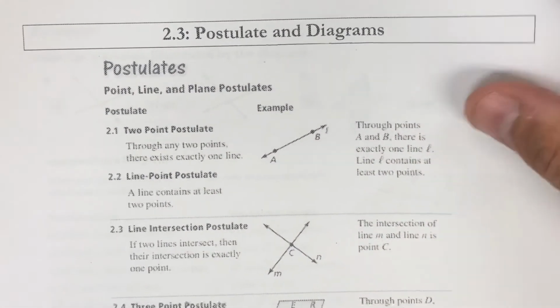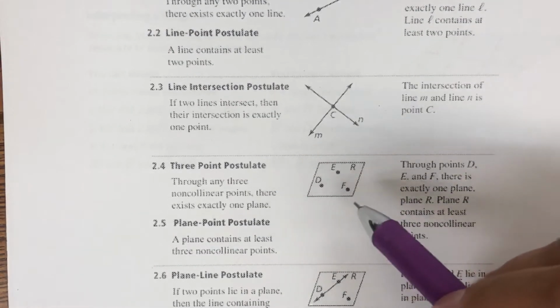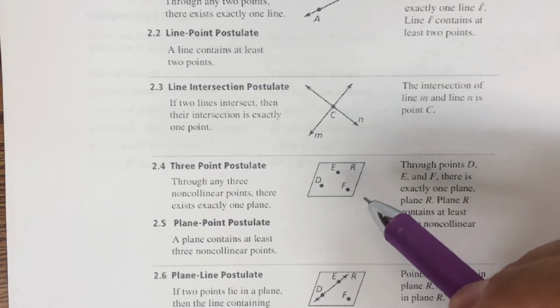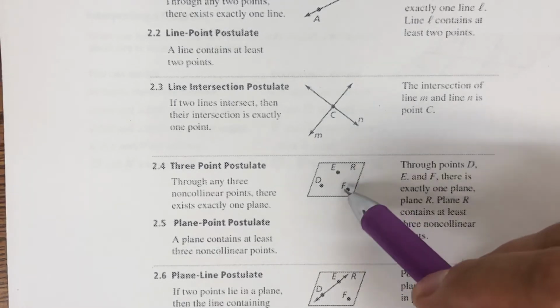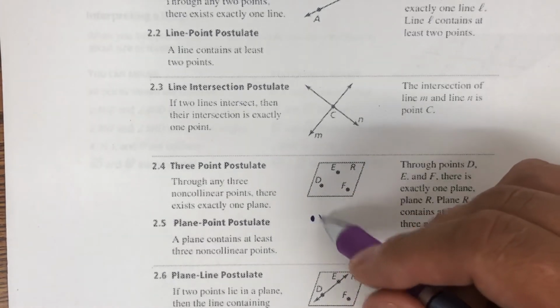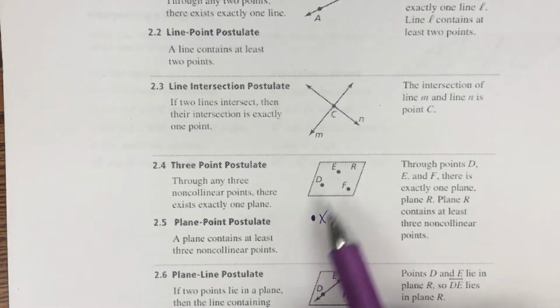The next one talks about planes. For any 3 points, there exists a plane, no matter where they are. So even in a diagram, if I see points D, E, F, and maybe a point all the way down here, such as, I don't know, X, through any of these 3 points, there could be a plane.